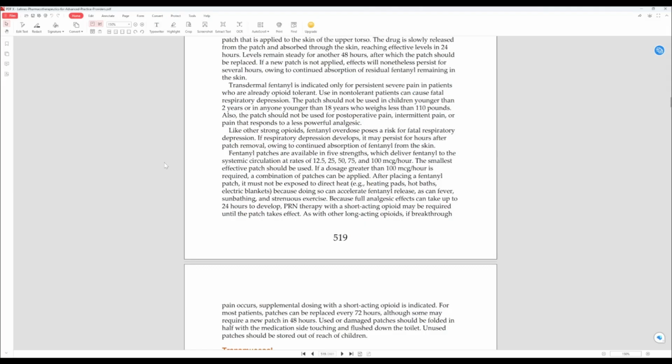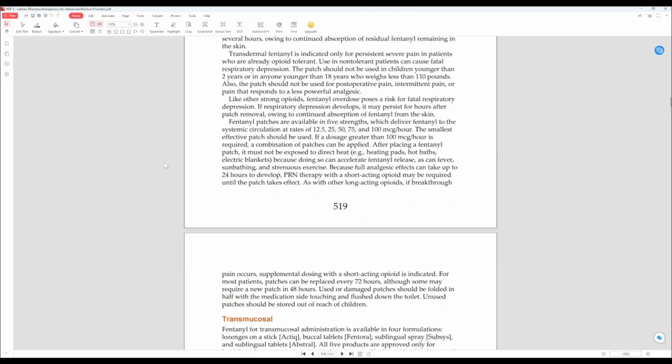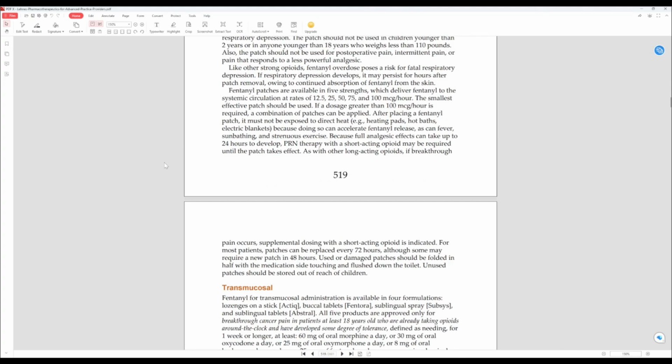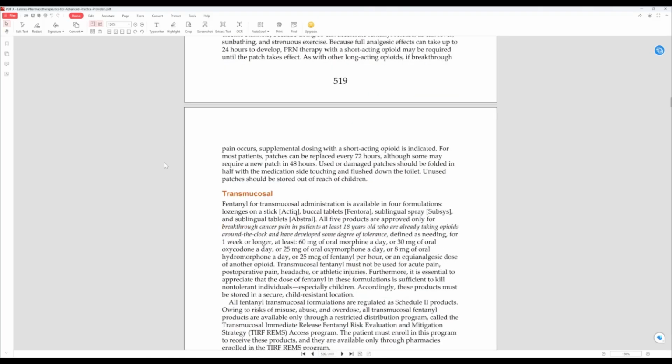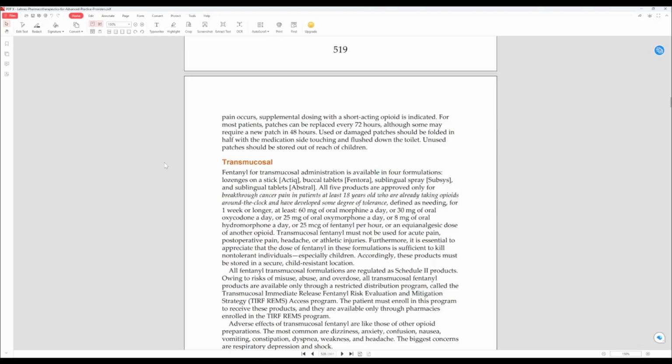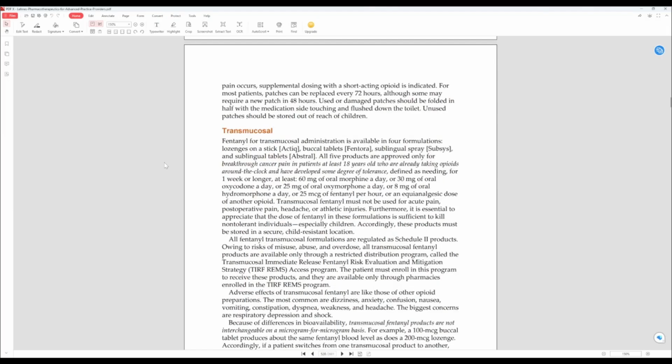Because analgesic effects can take up to 24 hours to develop, as-needed therapy with a short-acting opioid may be required until the patch takes effect. As with other long-acting opioids, if breakthrough pain occurs, supplemental dosing with a short-acting opioid is indicated. For most patients, patches can be replaced every 72 hours, although some may require a new patch in 48. Used or damaged patches should be folded in half with the medication side touching and flushed down the toilet. Unused patches should be stored out of reach of children.